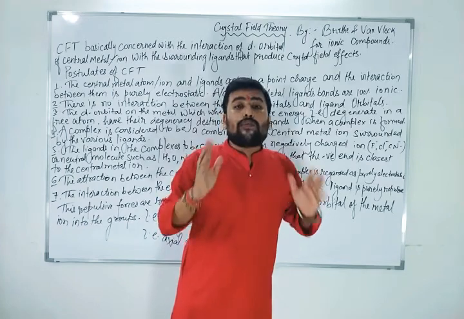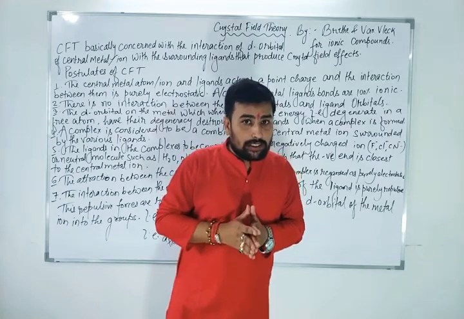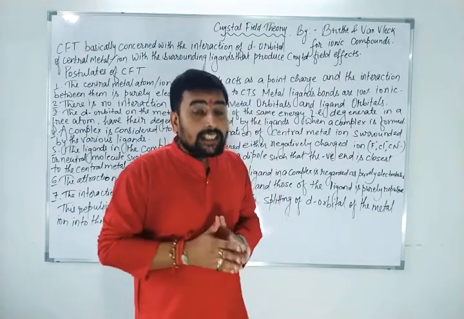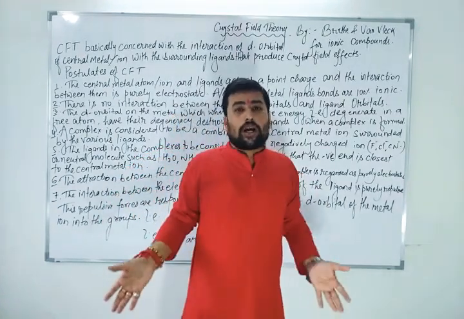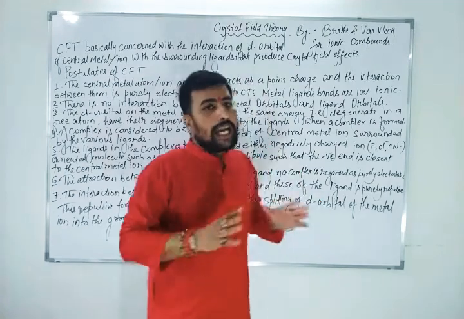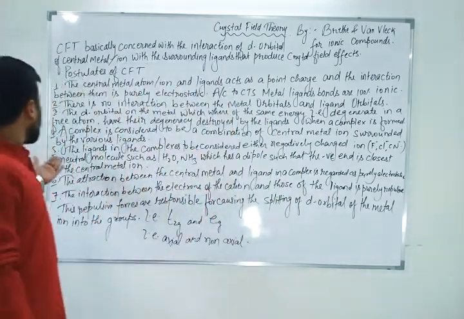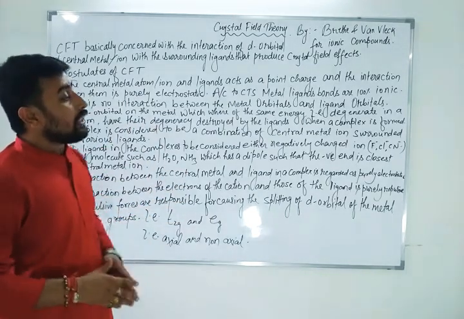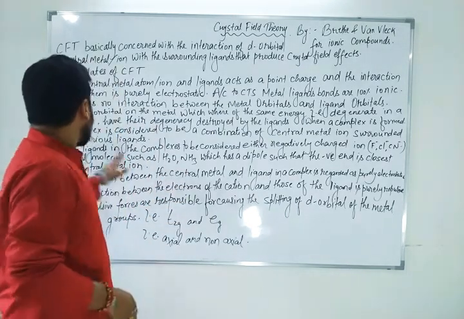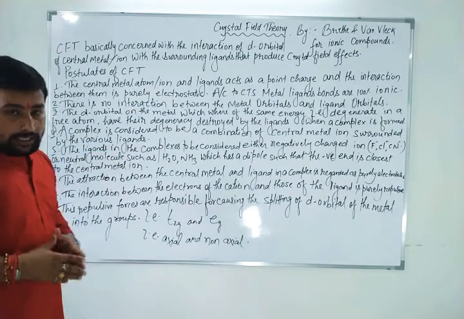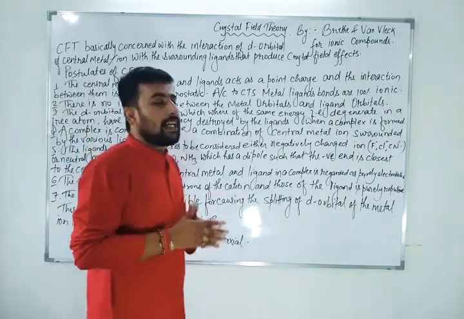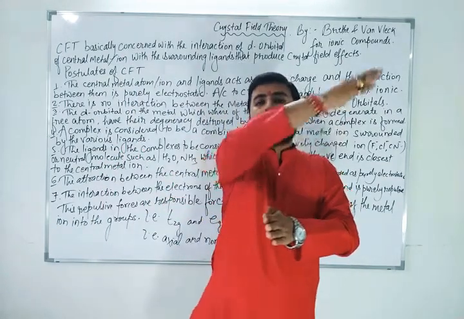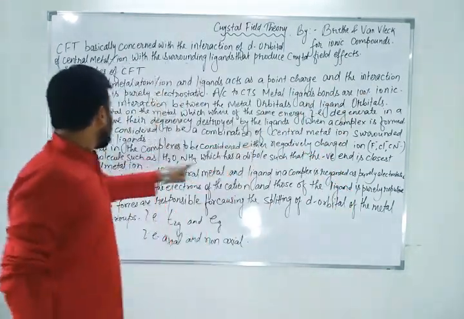Only then is there the formation of the complex. It means all five degenerate d orbitals of the free atom, when they come into the context of complexes, have this degeneracy destroyed, and a complex is formed. Next point: a complex is considered to be a combination of a central metal atom or ion surrounded by various ligands. Definitely, if a compound is formed, there will be a central metal atom or ion surrounded by the ligands, right?